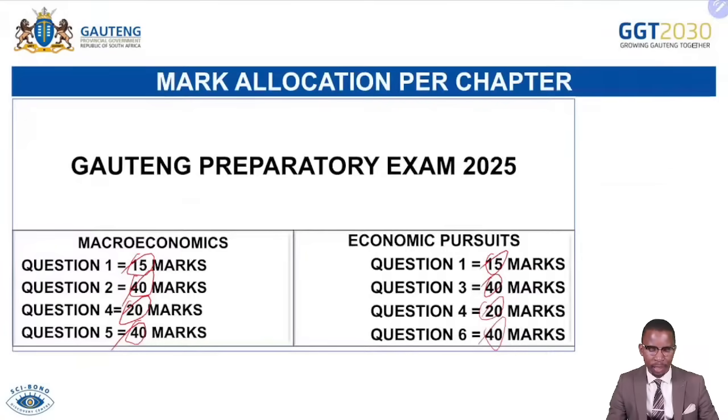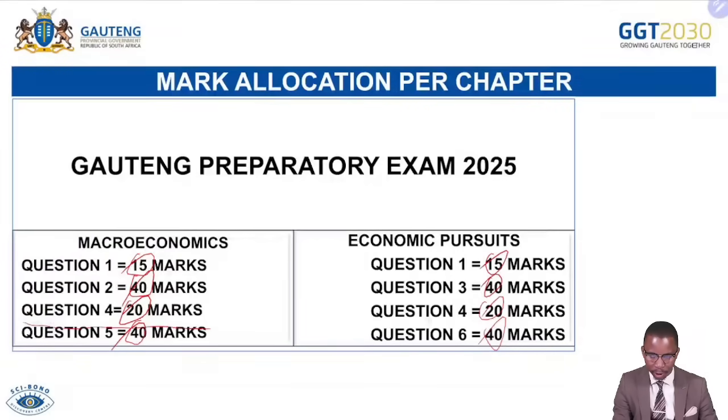What does this mean to you? It simply tells you that in your macro, you don't have Question 3. You don't have Question 6. Those are economic pursuit questions. And in your pursuits, you don't have Question 2. You don't have Question 5. So Question 4 is common.